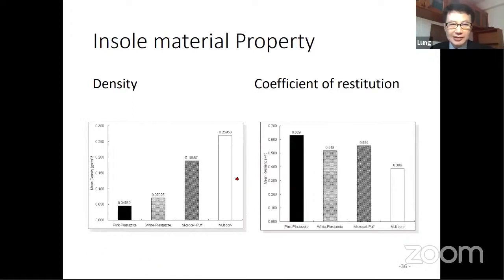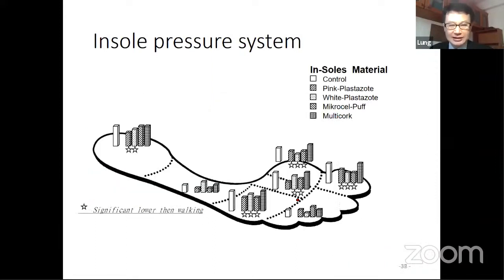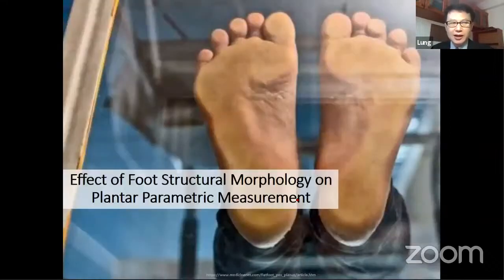Okay, that is the density about these 4 materials, the properties, and how they are different. Okay, so we use these 4 materials to make the shoes and use the insole pressure system. We get the result like this one.